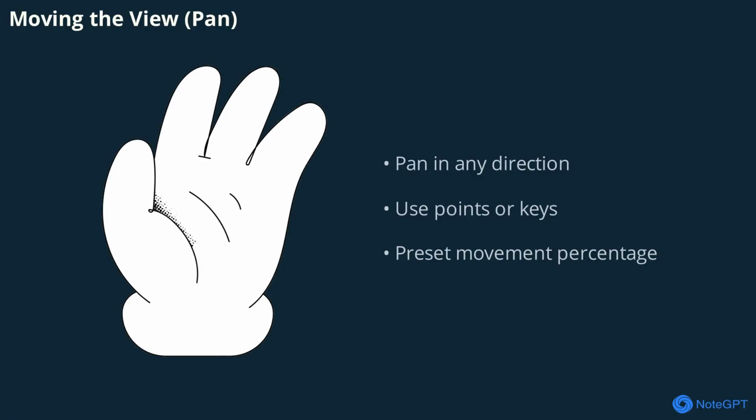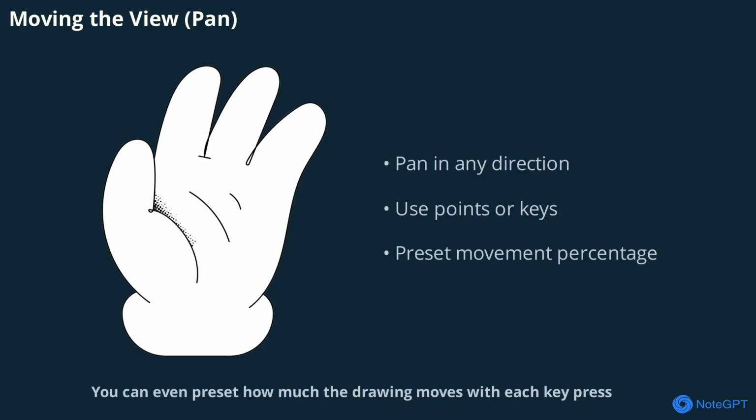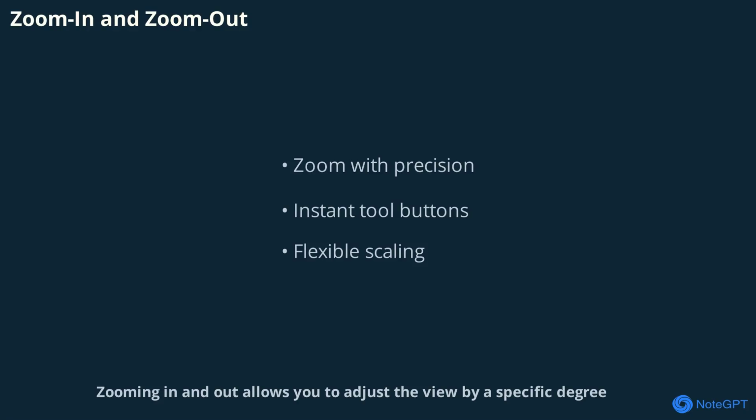Some CADD systems also allow you to use arrow keys or scroll bars for this purpose. You can even preset how much the drawing moves with each key press. Screen 2 and Fig. 4.3 shows how panning moves the drawing to the left, making it simple to focus on different areas. Zooming in and out allows you to adjust the view by a specific degree.